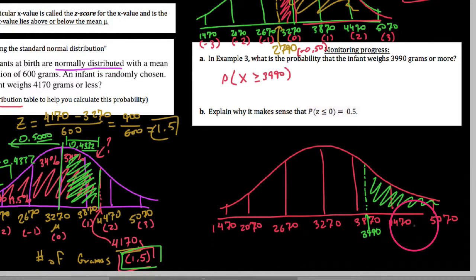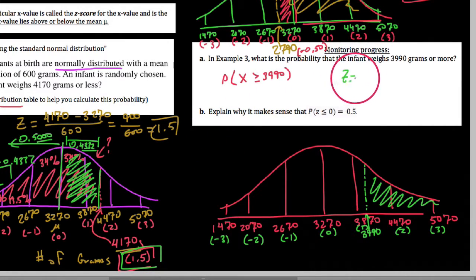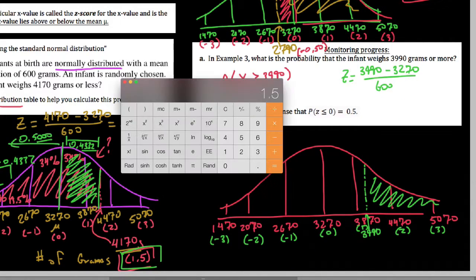Basically what we're going to do now is convert everything over to z-scores. So we have 0 standard deviations away from the mean, 1 to the left, 2 to the left, 3 to the left here. As we go to the right, 3870 is 1 to the right, 4470 is 2 to the right, and 5070 is 3 to the right of the mean. What we want is a z-score for 3990. So z would be our data value, 3990, minus the average, 3270, divided by the size of the standard deviation.